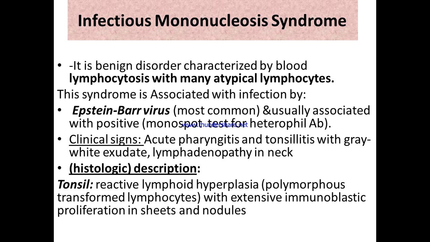Clinical signs of infectious mononucleosis include acute pharyngitis, tonsillitis, and gray-white exudate from the tonsil with lymphadenopathy in the neck. There is an increased number of big-sized cervical lymph nodes with acute pharyngitis, tonsillitis, and a white exudate coming out from the tonsil.